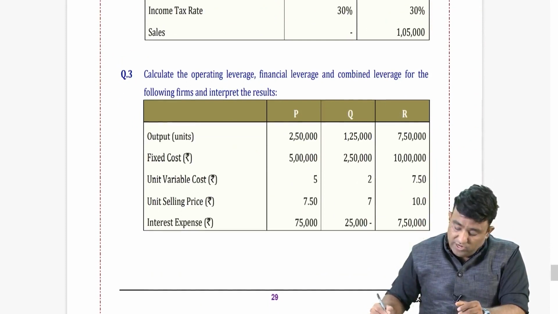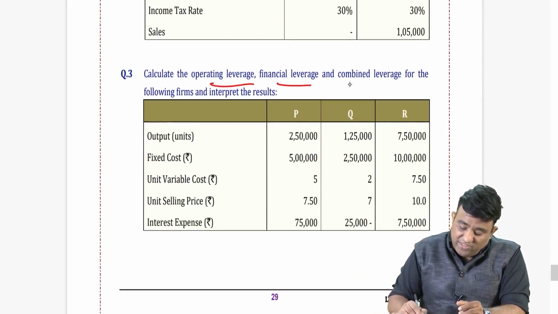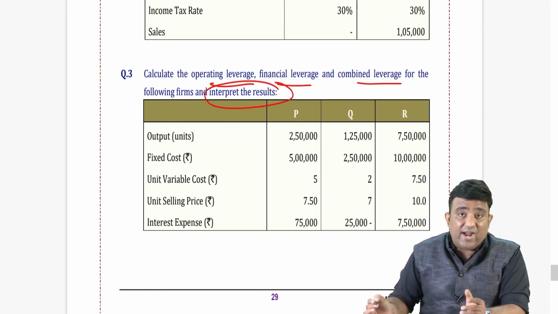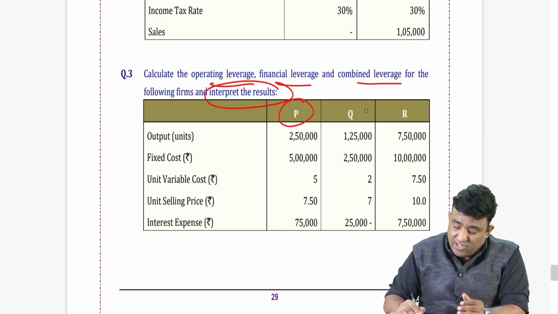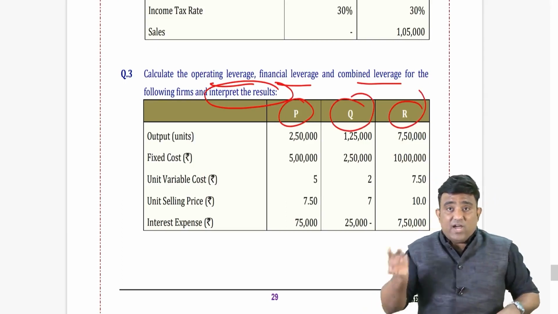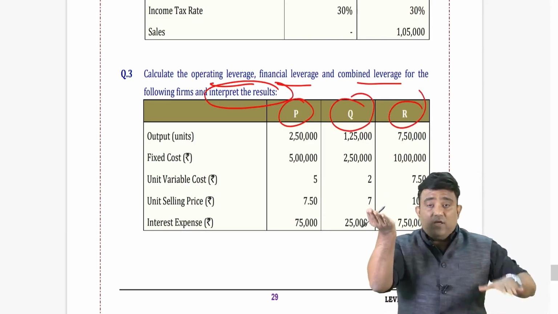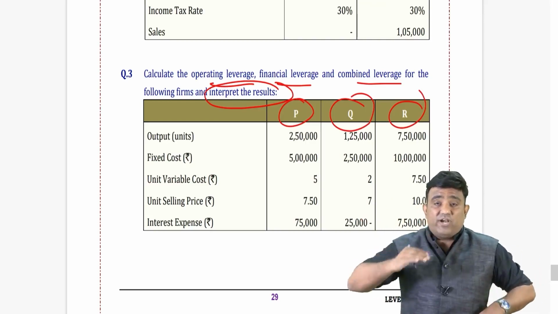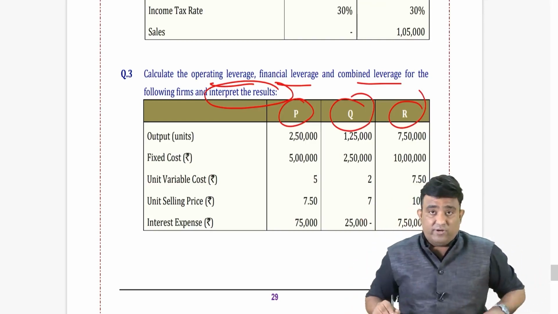Question 3, student, again calculate operating, financial, combined and interpret. And as far as interpretation is concerned, this time you have 3 companies. Calculate operating, financial, combined and target combined leverage. A company with high combined leverage has high risk, low combined leverage has low risk, and the third one will be the moderate one. Fair enough?